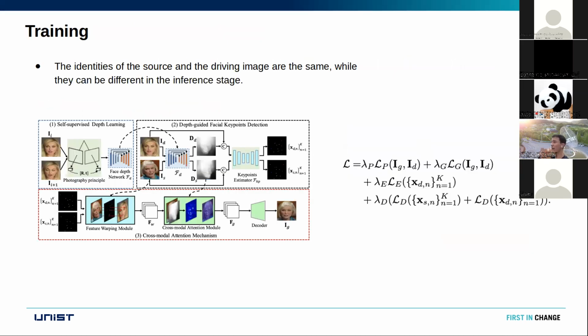Now, finally, the refined warped features can be passed into the decoder to produce the final synthesized image, IG. And for the training, they used 4 types of losses: perceptual loss, GAN loss, equivariance loss, and key points distance loss.